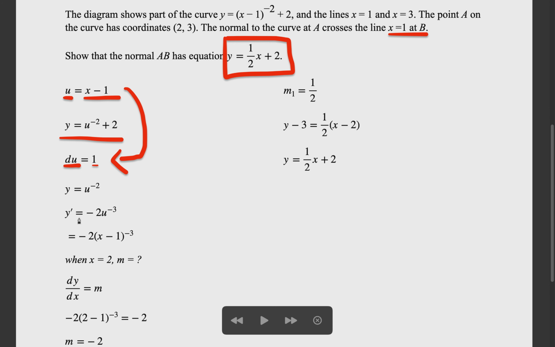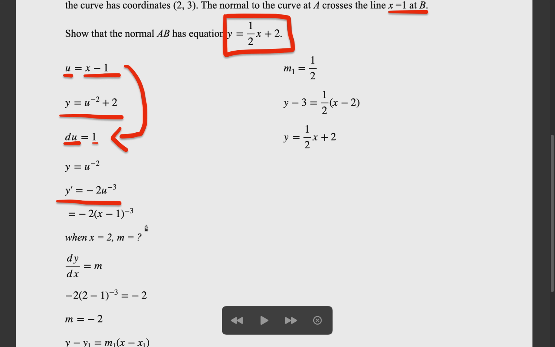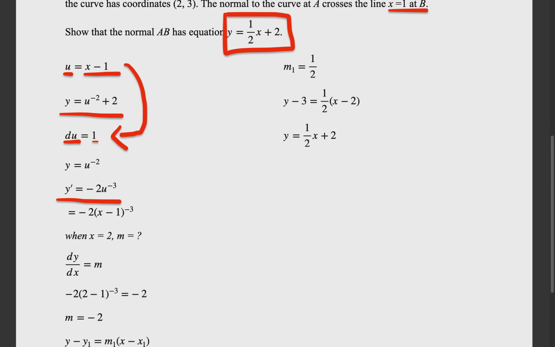Therefore, we need to find the derivative of y itself, which is minus 2u to the power of minus 3. We are expected to obtain this result from the general formula of differentiation. Afterwards, we plug in the value of u, which gives us the derivative of y as minus 2 (x minus 1) to the power of negative 3.